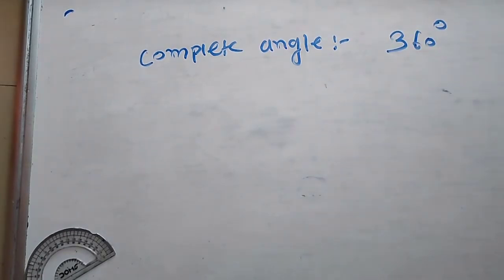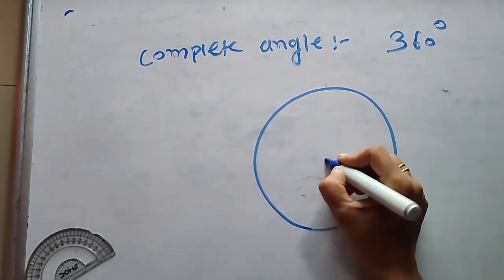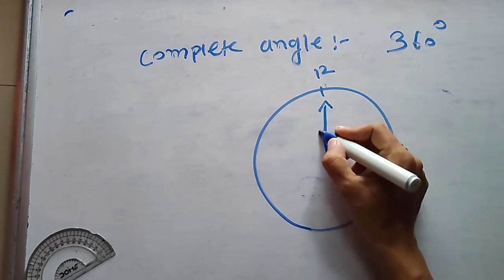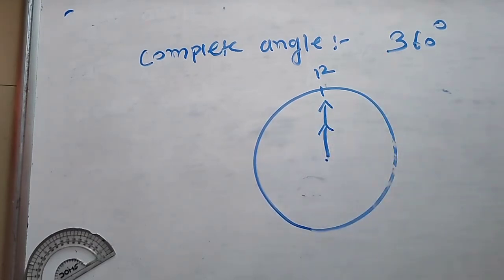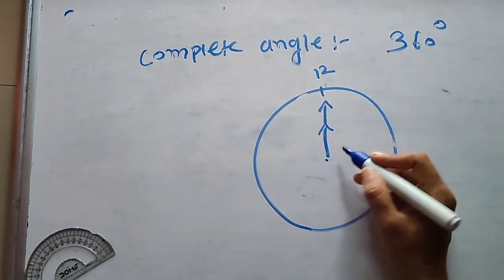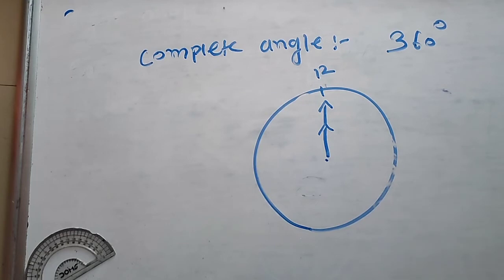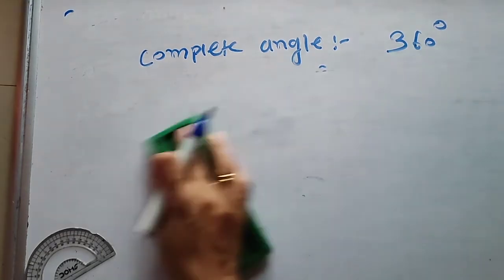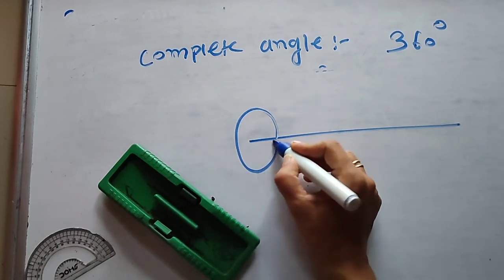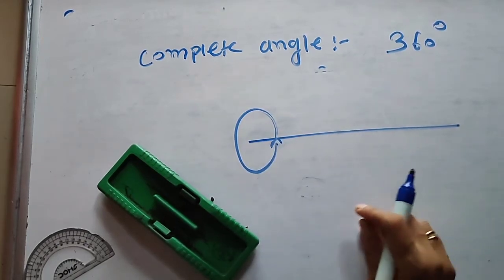It is called a complete angle. Suppose this is your clock and your timing is completed. Okay, this is 12, big needle on 12 and small needle on 12. So this type of complete rotation is done. So this type of angle is called a complete angle. Okay, and how to measure and write this angle? So this is a line and this is the complete rotation done. So this type of angle is called a complete angle.